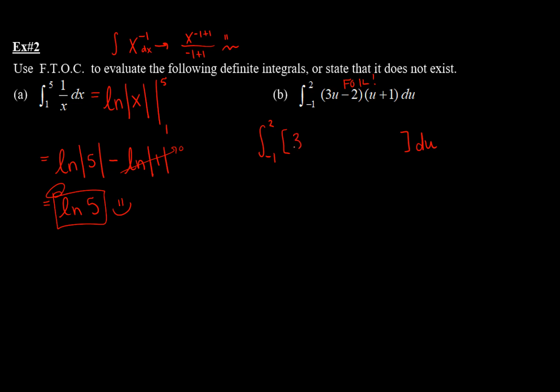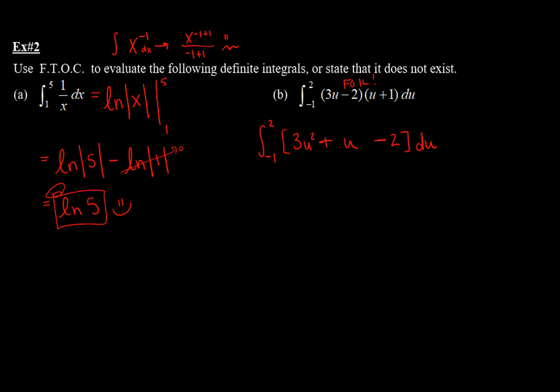3u times u is going to give me 3u squared. 3u times 1 is going to give me 3u. Negative 2 times u is going to give me negative 2u. Negative 2 times 1 is going to give me negative 2. And then this plus 3u minus 2u is going to give us a plus 1u. So I'm just going to write in the plus u and then this minus 2.